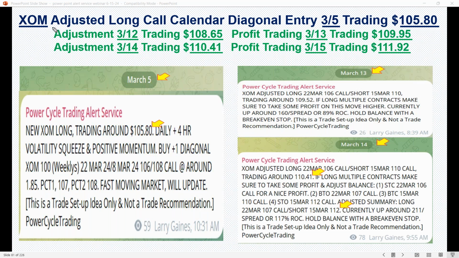But the first trade, here's what it was. We did this on Exxon. We started this out with a call counter diagonal on the 5th, at 105.80. This is a perfect low to high reversal trade. You'll see it on the chart. We set this up on the 5th, and then on the 12th we made an adjustment. The trade was going up. Let me just show you the chart, I'll show you what we were trying to accomplish on this trade.